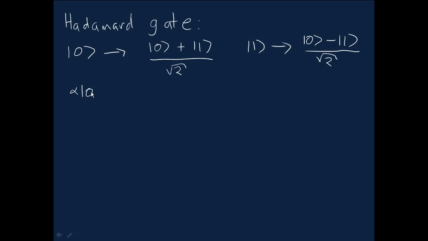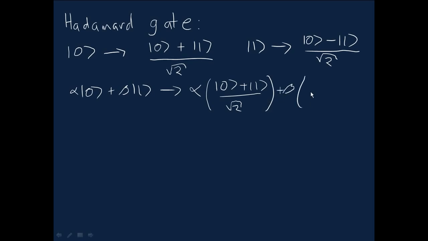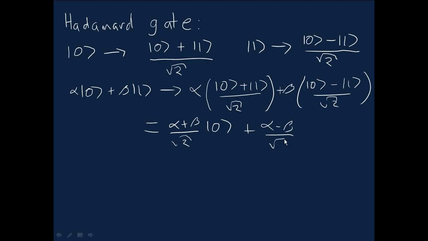And much as for the quantum NOT gate, the way the Hadamard gate acts on a superposition is linearly. So it takes alpha 0 plus beta 1 to alpha times the output for the 0 state, 0 plus 1 over root 2, plus beta times 0 minus 1 over root 2. And that's a bit of a mess, so we collect up all the terms for the 0, getting an amplitude of alpha plus beta over root 2 for the 0, and alpha minus beta over root 2 for 1.